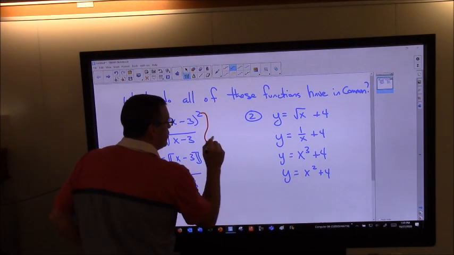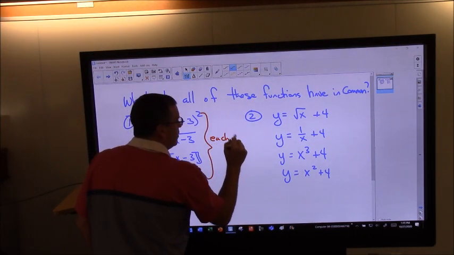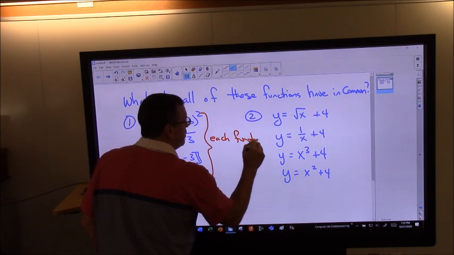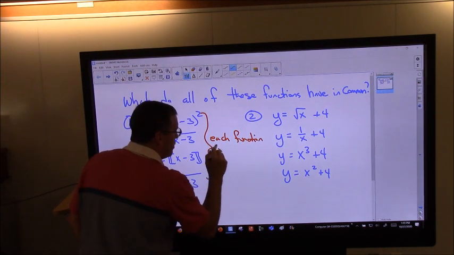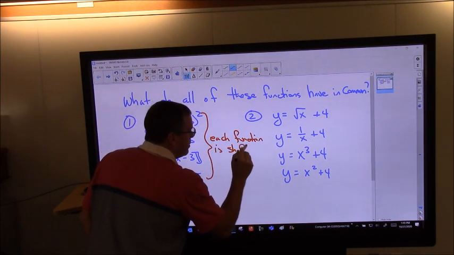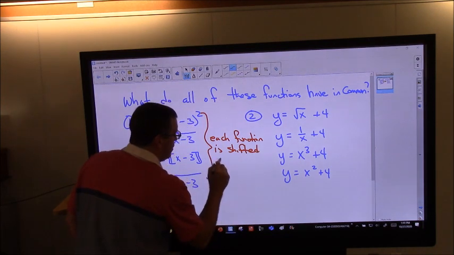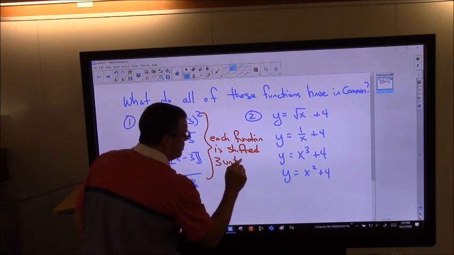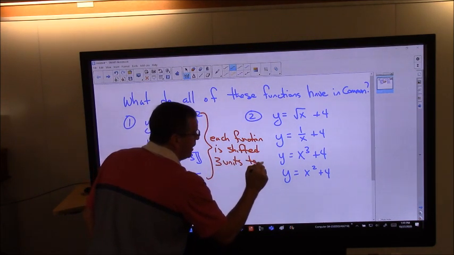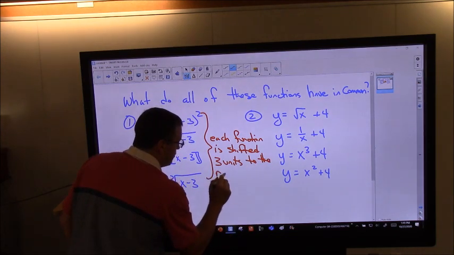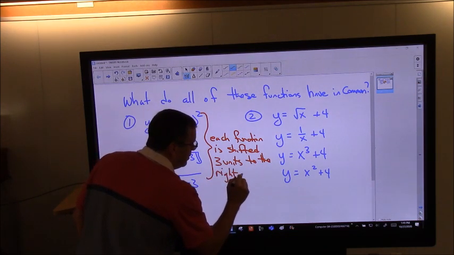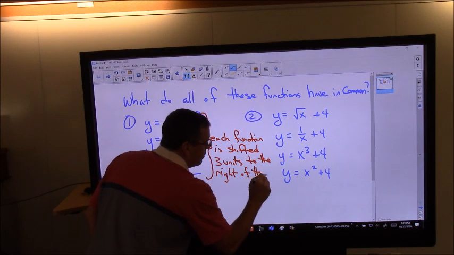So each function is shifted 3 units to the right of the parent function.